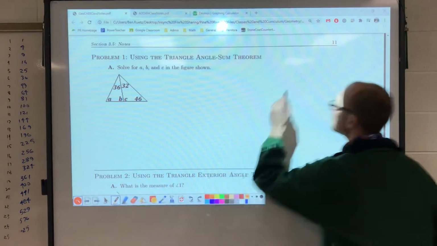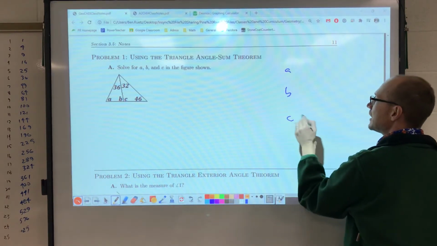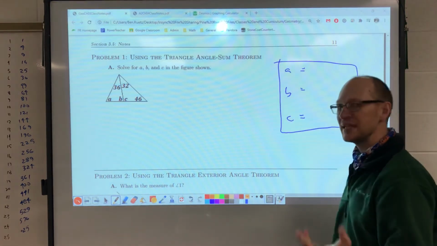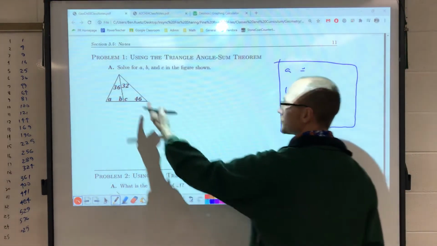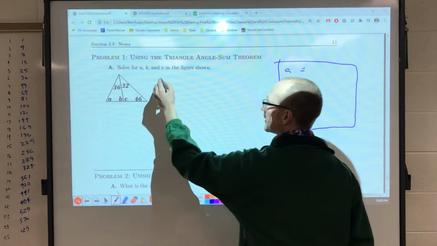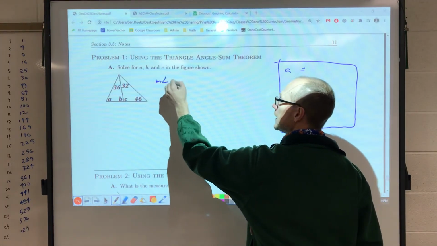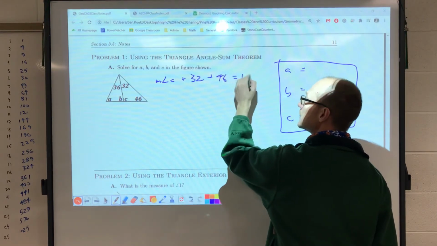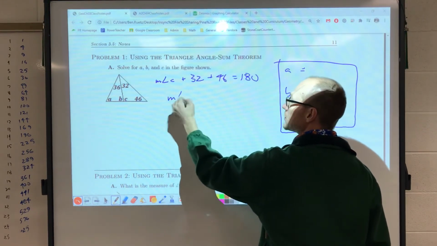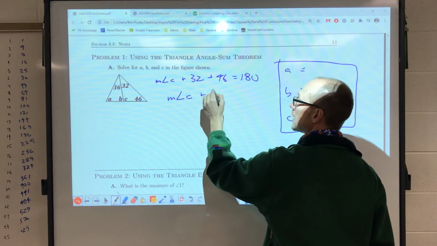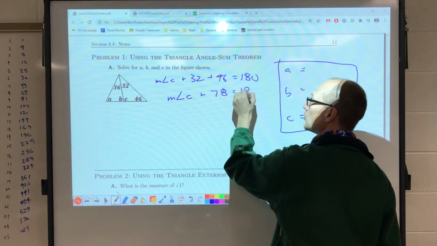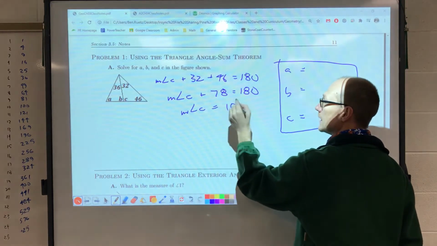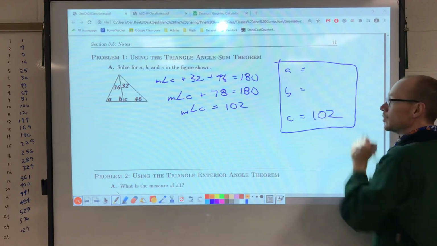You sure can. Let me make myself a key to my answers right here. And I think you'd agree that C is going to be the one that's the easiest to find first, because I know that the measure of angle C plus 32 plus 46 has got to equal 180. The measure of angle C plus 78 equals 180. If I subtract 78 from both sides, I see the measure of angle C is 102.